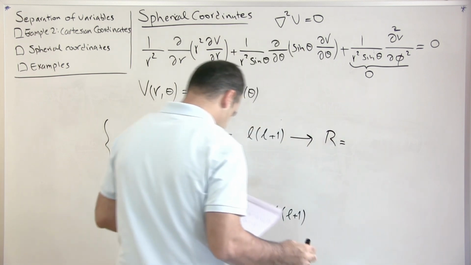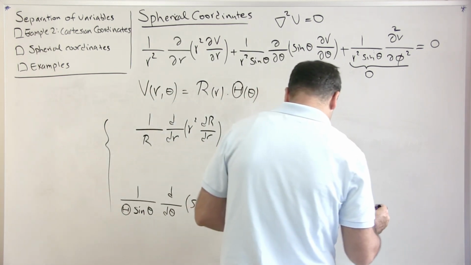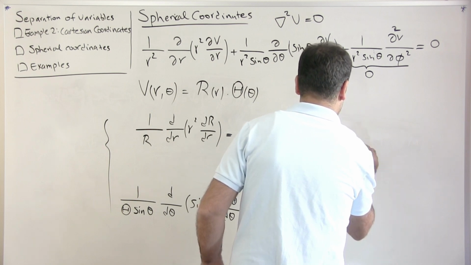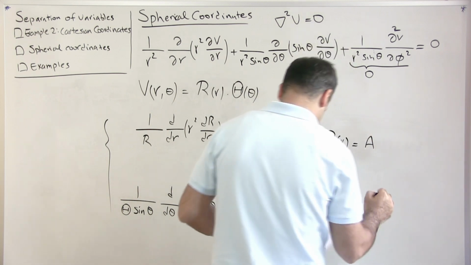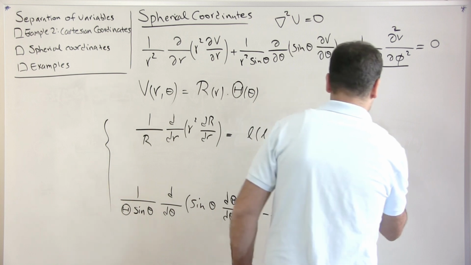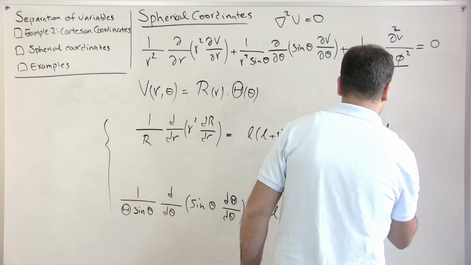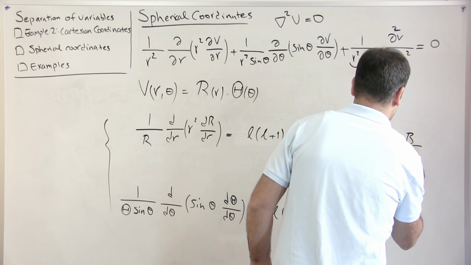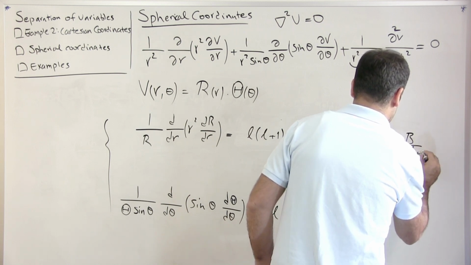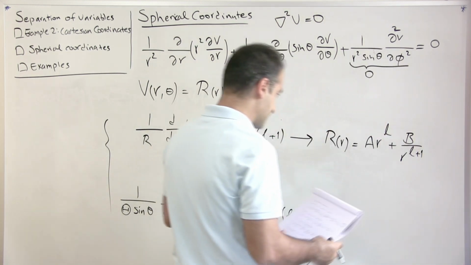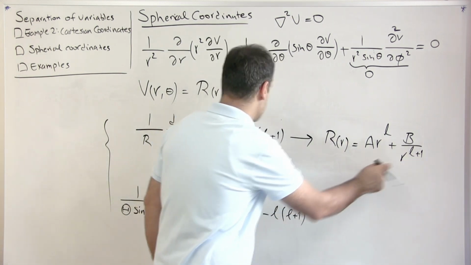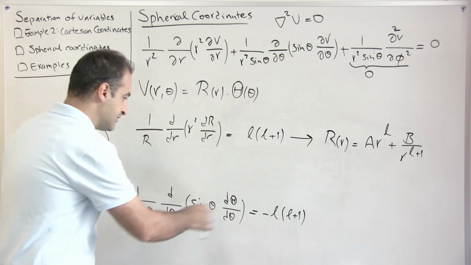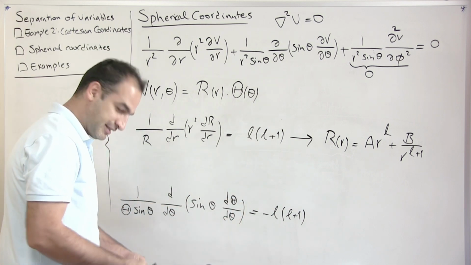R of r equals A times r to the power of L plus B over r to the power of L plus 1. This is the general solution for this equation.